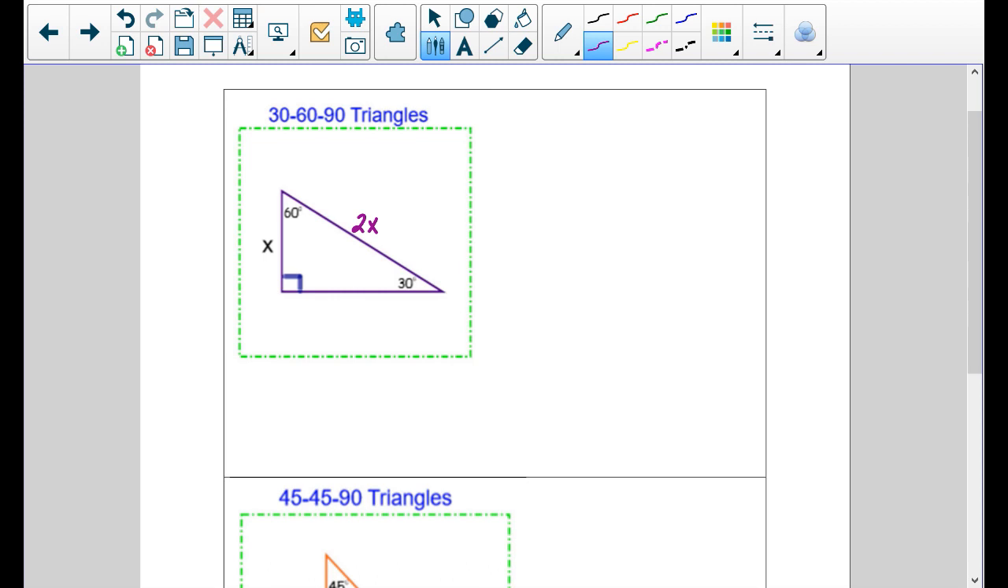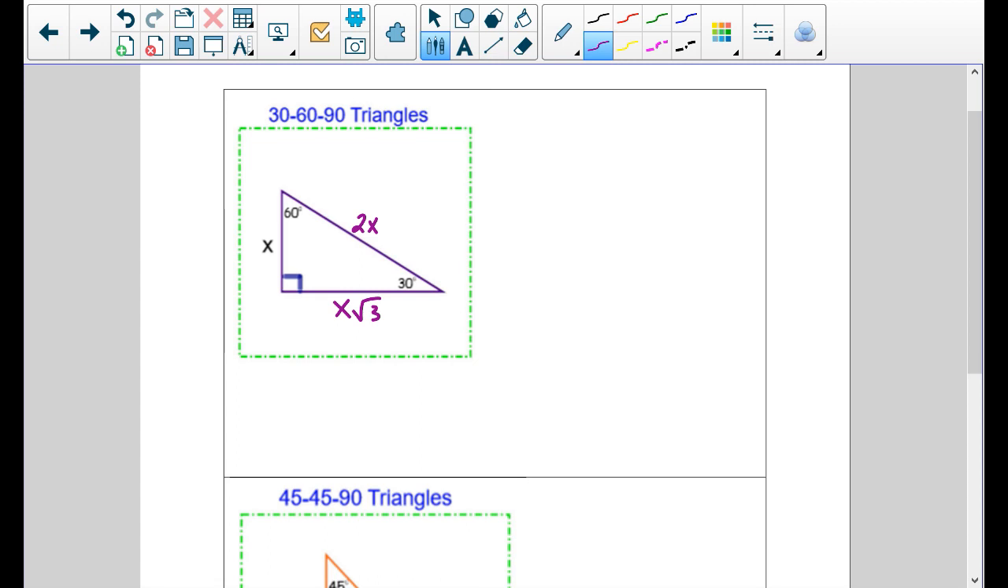And then what about the second leg, the other leg? Opposite to 60. What's the relationship there? Small is half. And then the other side is what? What do we have in there? What did they always end in? What was the other side always ended in? 3. Square root of 3. So this is x, the smallest side, times square root of 3. Okay? Those are our relationships that we found yesterday.